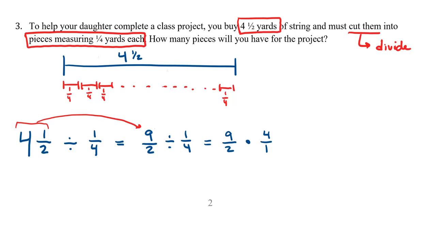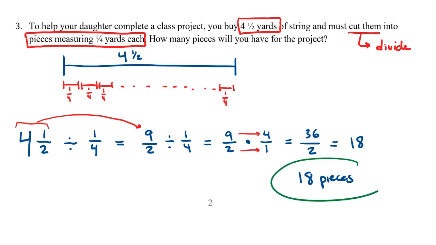And once we have this written as multiplication, we just multiply straight across, top times top, bottom times bottom. 9 times 4 is 36, 2 times 1 is 2, and 36 divided by 2 is 18. So it looks like the answer would be 18 pieces of string. All right, and that should do it for this problem.